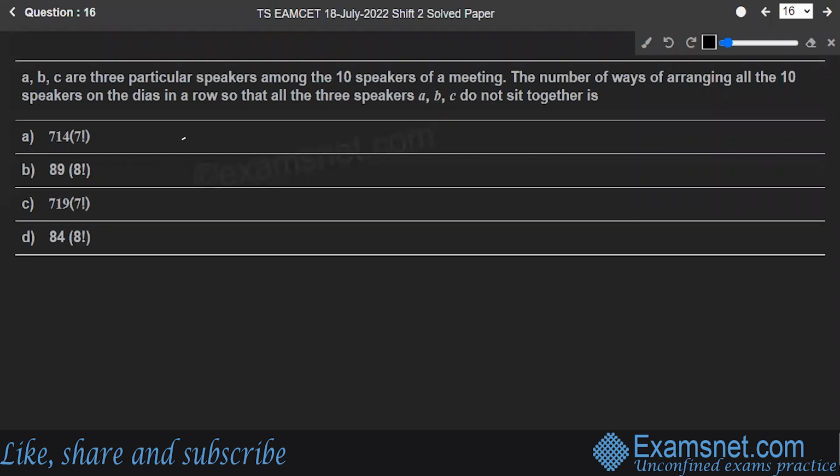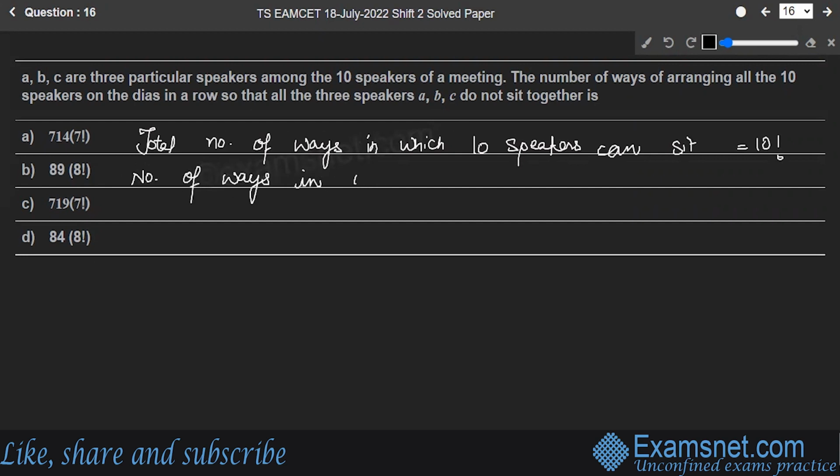The question says A, B, C are 3 particular speakers among 10 speakers of the meeting. The number of ways of arranging 10 speakers on the dais in a row so that the 3 speakers, which are A, B, and C, do not sit together. Okay, so first of all, the total number of ways in which 10 speakers can sit is given by 10 factorial, and the number of ways in which all 3 are together will be given by 3 factorial into 8 factorial.